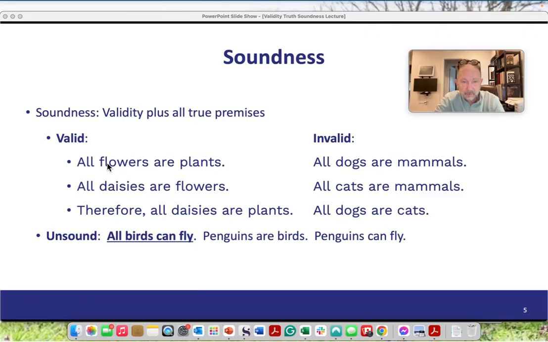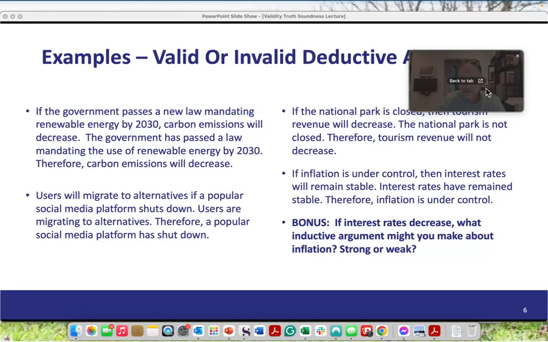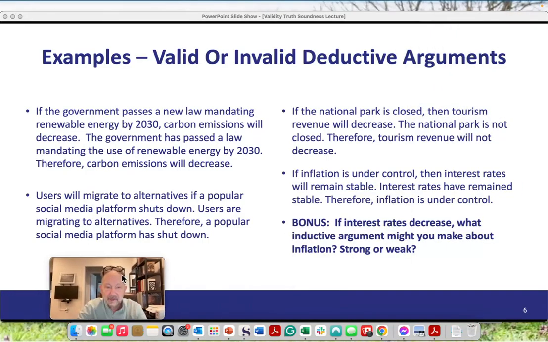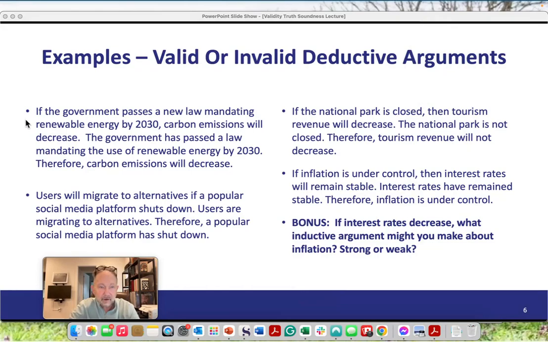Valid, the letters are going to line up, right? All A are B, all C are A, therefore all C are B. They have to be, because this is that and that is this, then this has to be that. It has to be so. It's common sense. Sometimes, though, it's easier to see when you break it down into letters. So let's take a look at these valid and invalid deductive arguments.